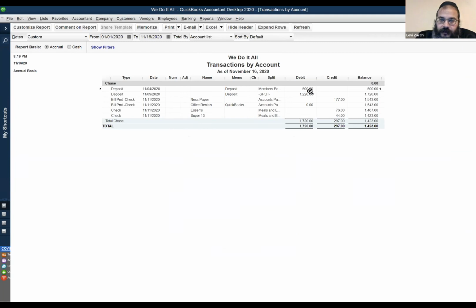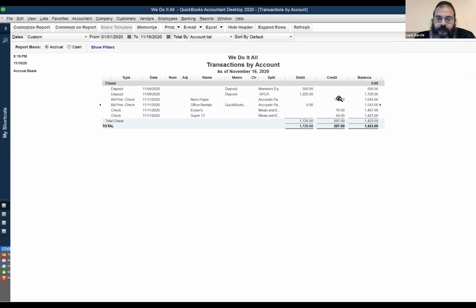We put in the first $500 members' equity. We have the 1,220 split. Deposit split means that multiple accounts are being affected, multiple receivable accounts or payable accounts. It's not just one item, as opposed to the first $500, which was members' equity. It was one person giving the whole deposit. Okay, and office rentals was paid off by a credit, so it generated a zero check.